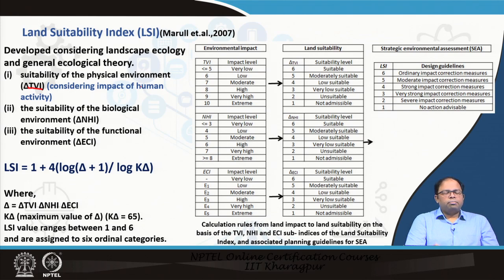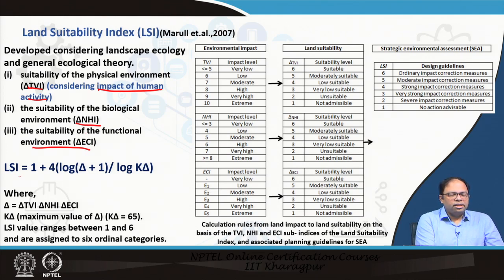So the first part that we considered is different human activities and all, and we create one index, that is TVI. Then for the suitability of the biological environment, we create NHI, which is another index, and for the suitability of the functional environment, EHI. We will talk about this in detail later.